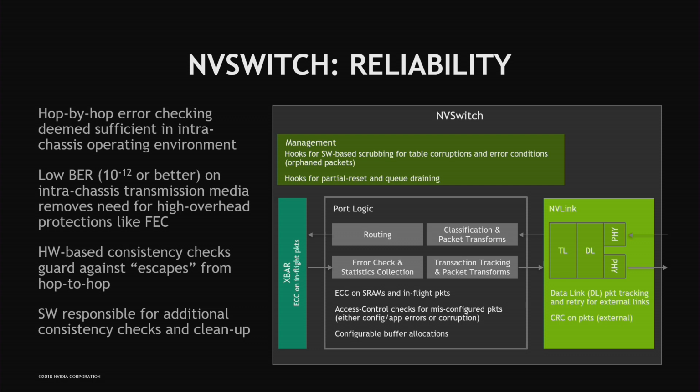Every now and then, something will escape those checks, so we do have internal consistency checks on the packets and flag them if something looks wrong. But that happens so rarely that it's not worth having a lot of hardware to support error correction and error recovery. We basically rely on software hooks to let software come in and clean up anything that's gone wrong. We do have a couple of nice things. We have ECC on all the SRAMs, of course, but we also have it on the in-flight packets so that we can cut the number of bad packets down even more.